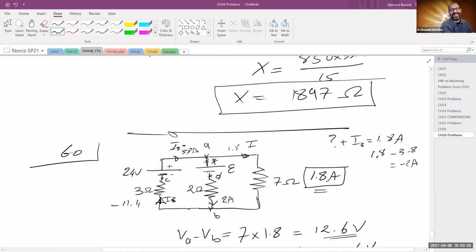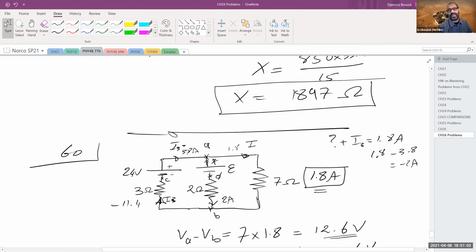So this battery must be less than 24. Because if it's more, then it's going to push the current against this battery and against the other one. Since the current is running down through this direction, according to these numbers, this EMF better be less than 24 volts.